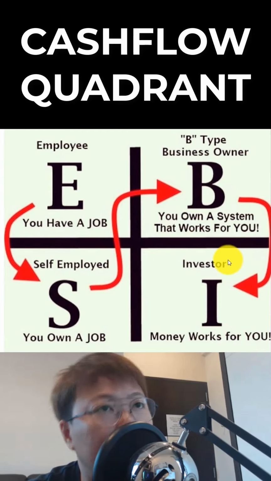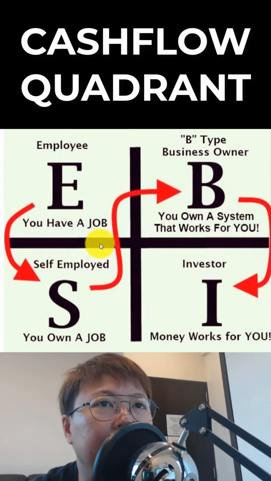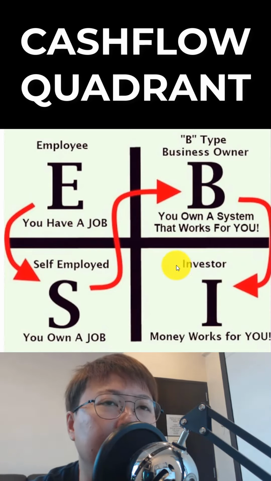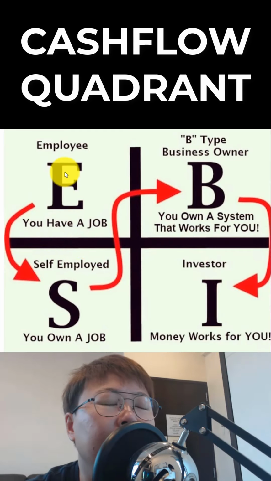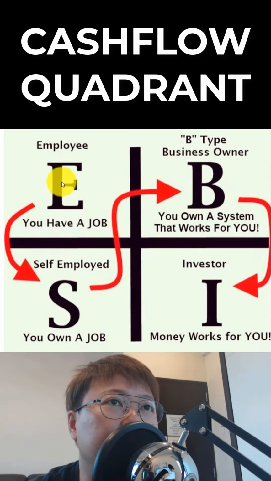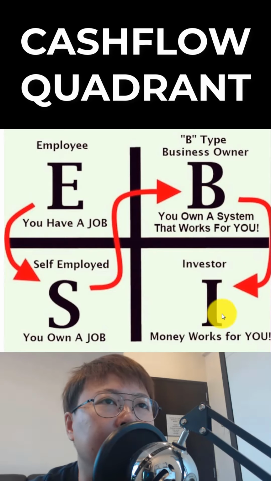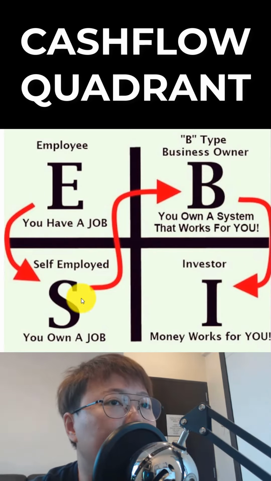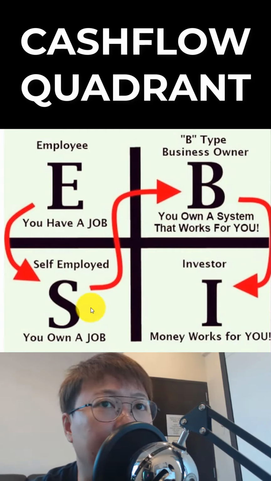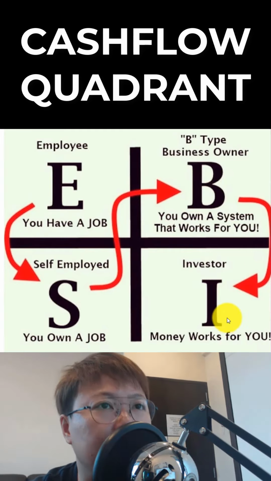What he mentions in his book is that in our life there are 4 quadrants, and there are different types of people in different quadrants. So what is this quadrant? It is divided into 4: the E, the B, the S, and the I. The E stands for employee, B stands for business owner, S stands for self-employed, and I stands for investor.